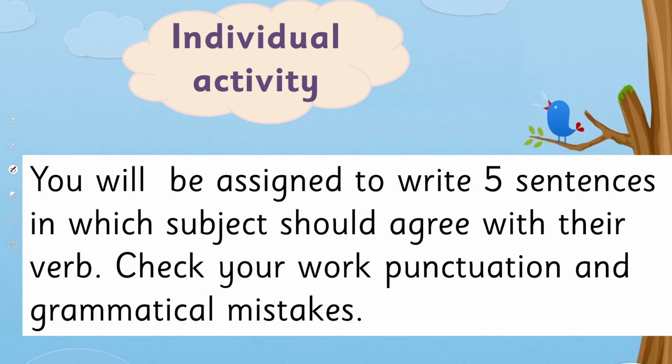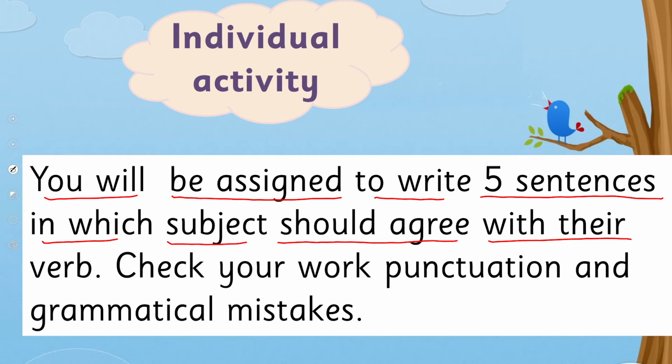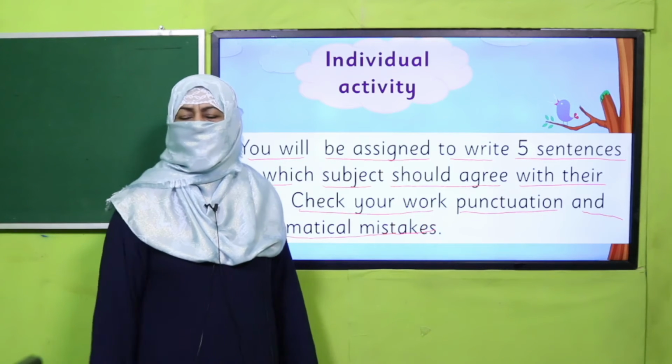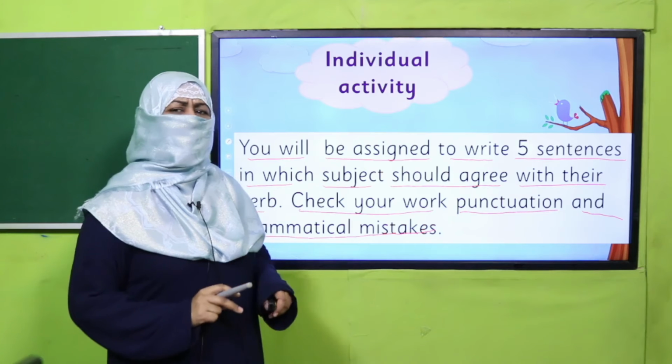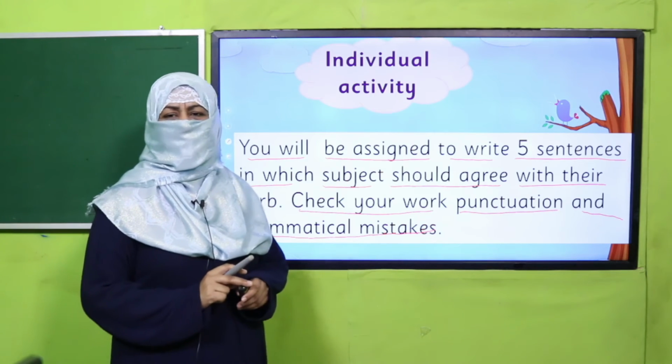Okay. So it's activity time. I'm going to check what you have learned. So you will be assigned to write 5 sentences in which subject should agree with their verb. Check your work for punctuation and grammatical mistakes and then show your work to your teacher. Okay, you'll have to write 5 sentences. So teachers kindly pause the video and make the children enjoy this beautiful activity.